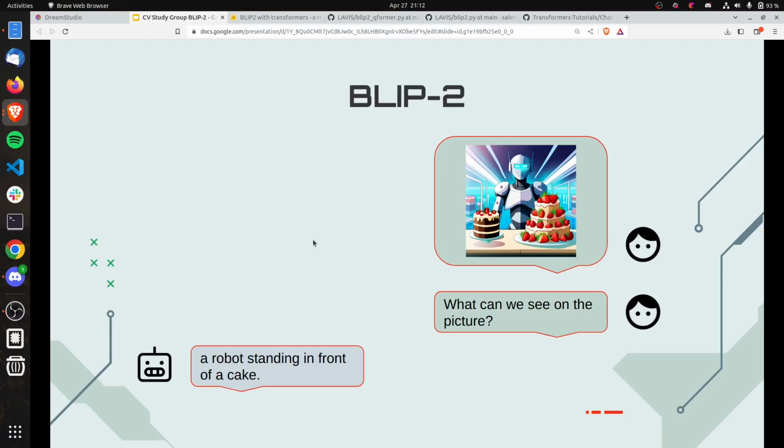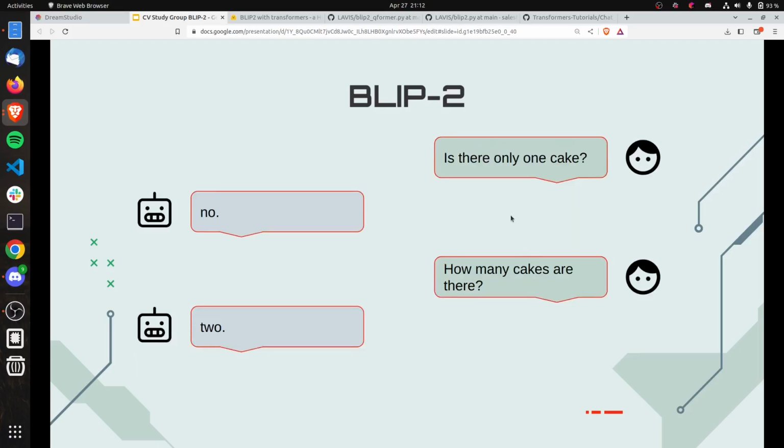One of the main things BLIP-2 can do is that you can chat with it about an image. So for example, here, that's an image I gave it, a robot and two cakes with strawberries on it, right? And I ask it, what can we see on the picture? And it says a robot standing in front of a cake. That's okay. But then I ask it, is there only one cake? And it says, no. How many cakes are there? I asked. It said, two. That's right. It's two cakes, right?